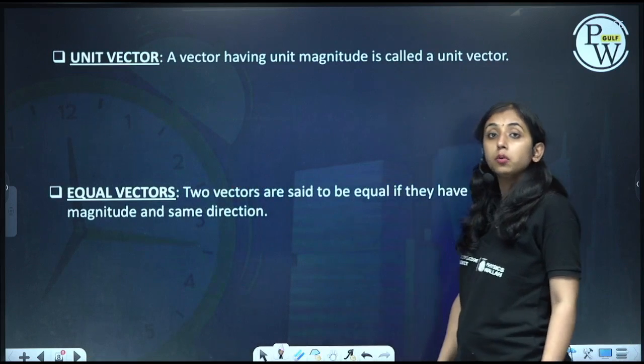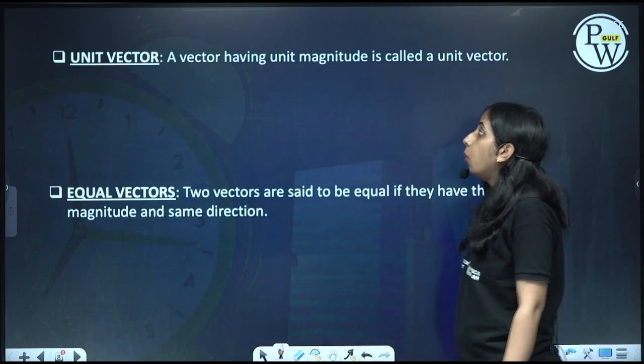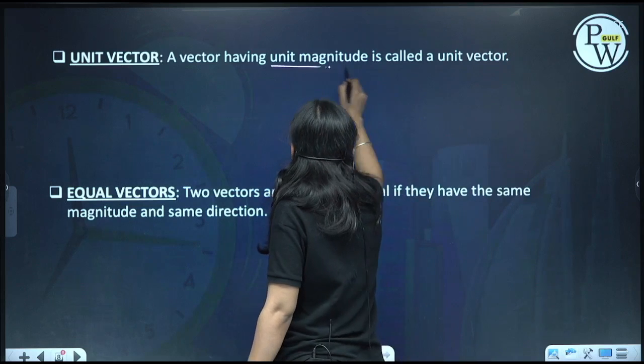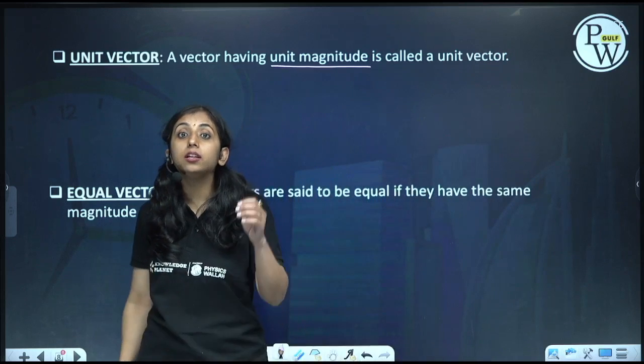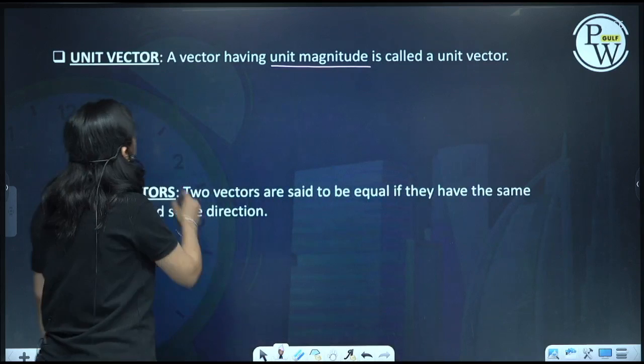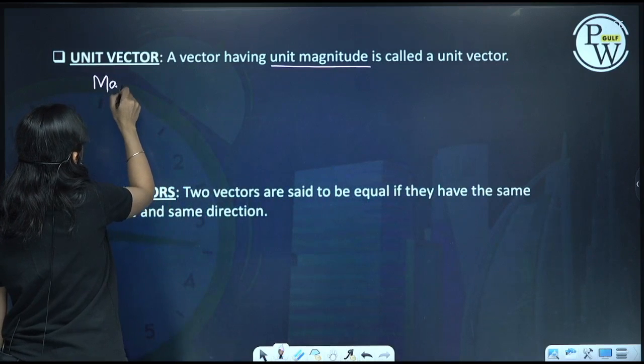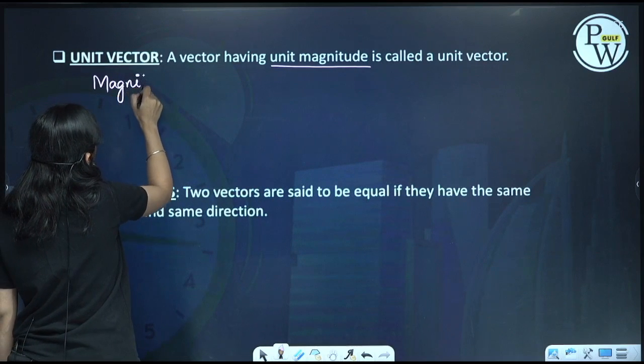Next is unit vector. A vector having unit magnitude. Unit magnitude means magnitude is 1. So a vector having magnitude 1.